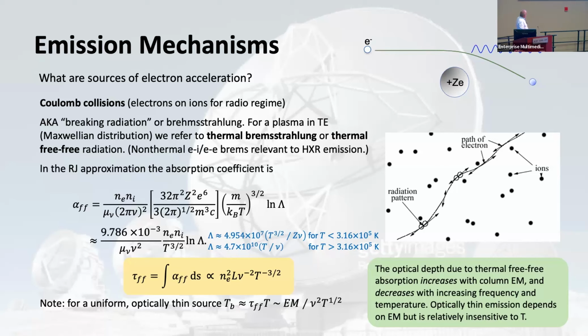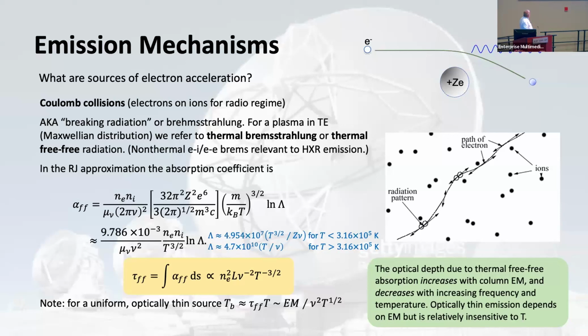But for the non-relativistic case, thermodynamic equilibrium, the absorption coefficient is given by this mess, mostly involving lots of constants here. As I mentioned, impact parameter and the details of the interaction of the collision are hidden in these Gaunt factors here, which are temperature dependent, but because they're logarithmic, they don't enter strongly. But really the optical depth and the absorption coefficient are in the end proportional to column emission measure, temperature to the -3/2 and frequency to the -2. So pretty straightforward, pretty simple.